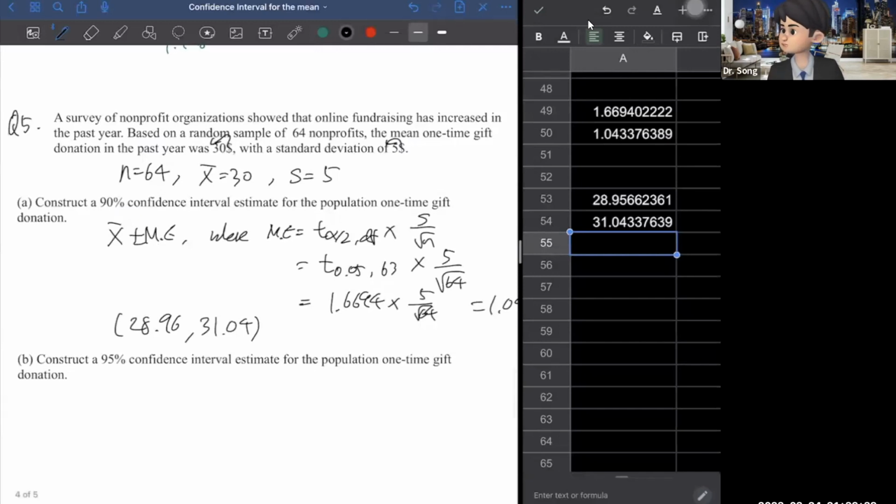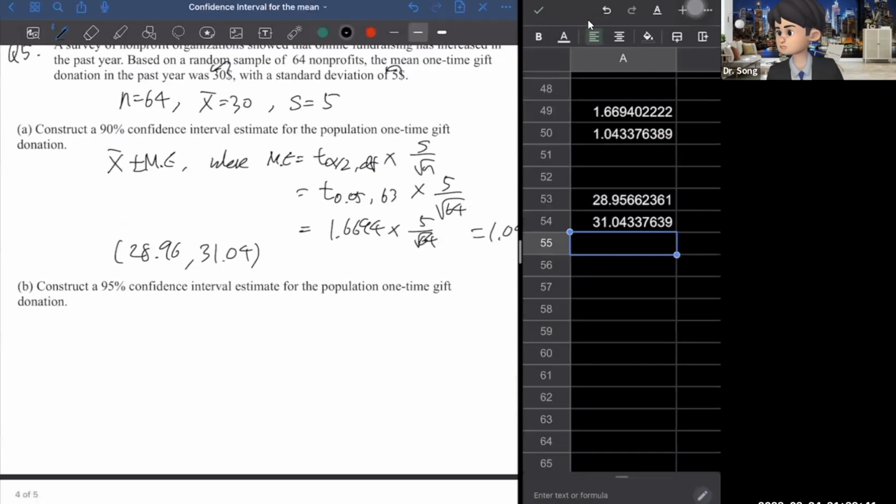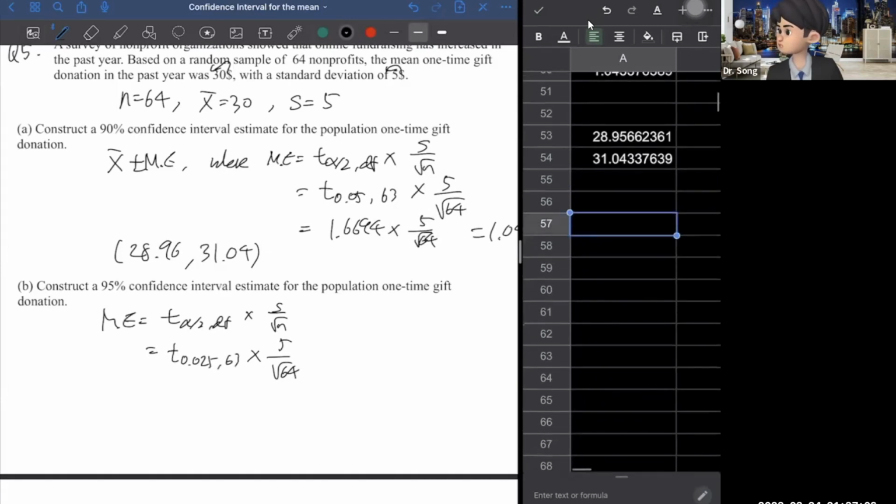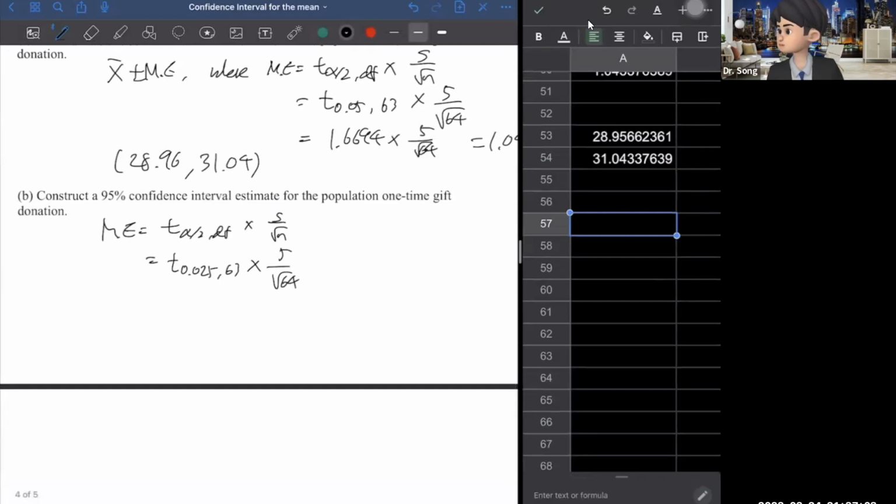Okay. Now the last question, construct a 95% confidence interval. In this case, the margin of error is t alpha over 2, degrees of freedom, times s over square root of n. And the standard error is exactly the same, 5 over square root of 64. But we need to calculate this t alpha over 2 with degrees of freedom. That is 0.025, 2.5%, and the degrees of freedom is 63. So you need to calculate again.